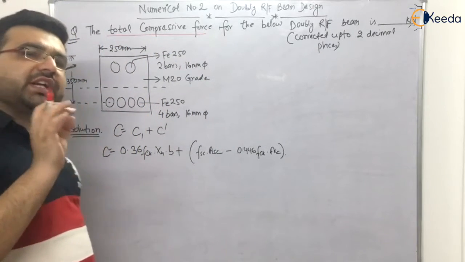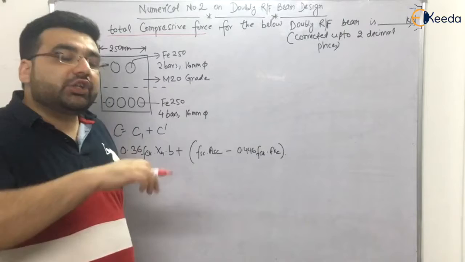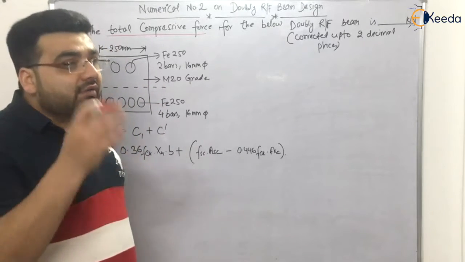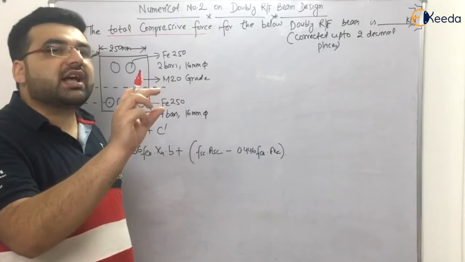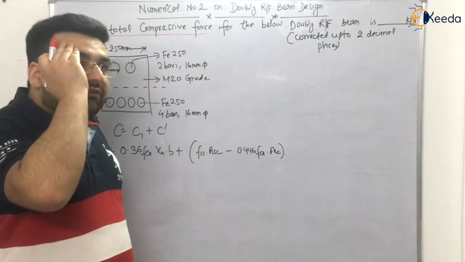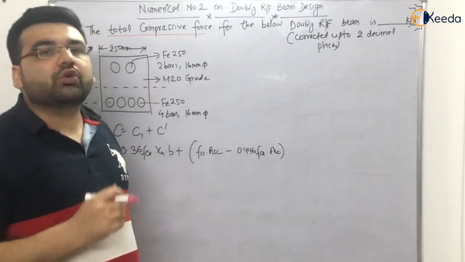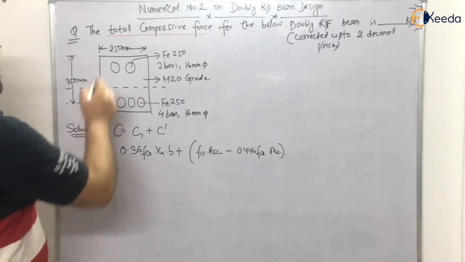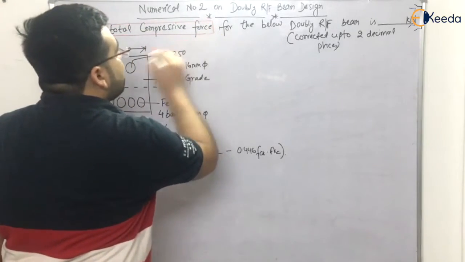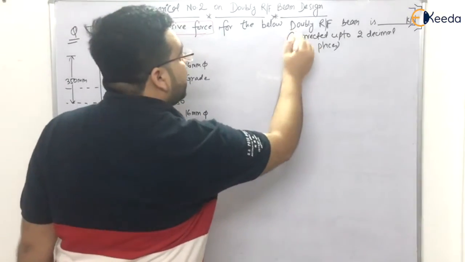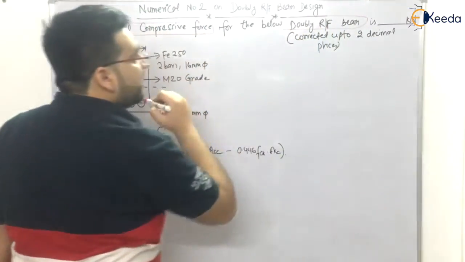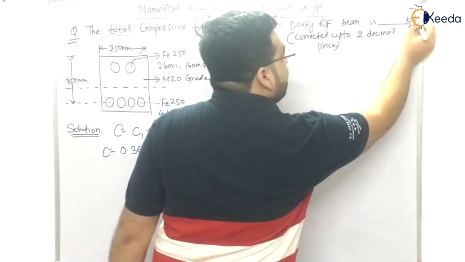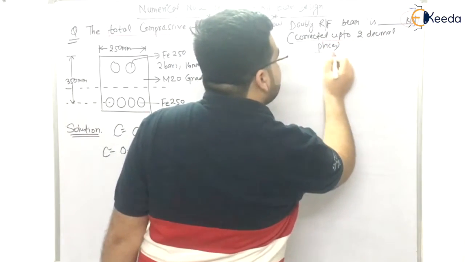Now whenever you read a numerical, your practice should be such that whatever it is asking, your mind should go directly to the formula or the derivation of the formula. You will get the answer easily, right? So the total compressive force for the below doubly reinforced beam is in kilonewton. You have to calculate it, corrected up to 2 decimal places.